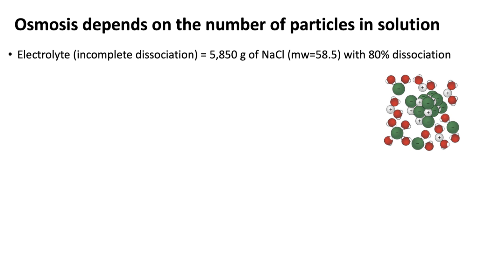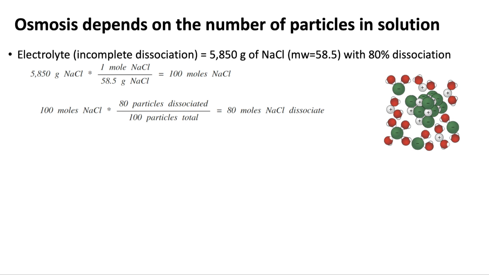So what we need to do is count the total number of particles when you don't have complete dissociation. We do it the same exact way, using our example of sodium chloride. We'll start with the total weight that we have, which is 5,850 grams, times the fact that 1 mole of sodium chloride has a molecular weight of 58.5 grams. So once again, we are starting with 100 moles of sodium chloride. Now the trick is to know how many of that 100 actually dissociate. We said that it dissociates at 80%. That means 80 particles out of the 100 will dissociate. So if we start with 100 moles total, multiplied by 80 that dissociate out of 100 total, we would have 80 moles of sodium chloride that dissociate.